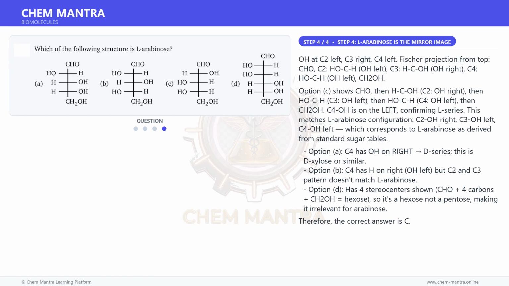Option A: C4 has OH on right, D series. This is D-xylose or similar. Option B: C4 has H on right, OH left, but the C2 and C3 pattern doesn't match L-arabinose.